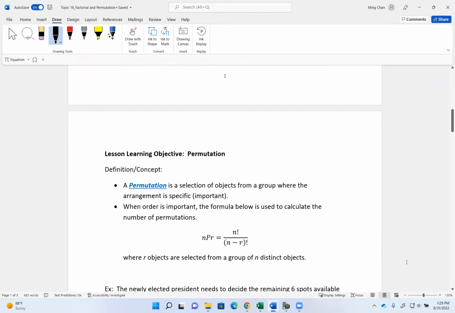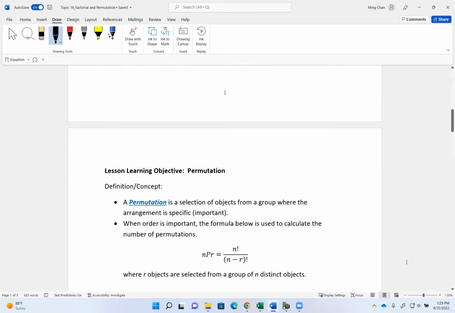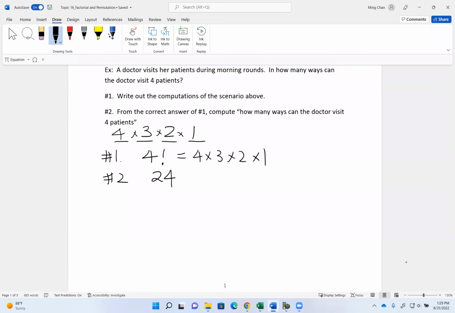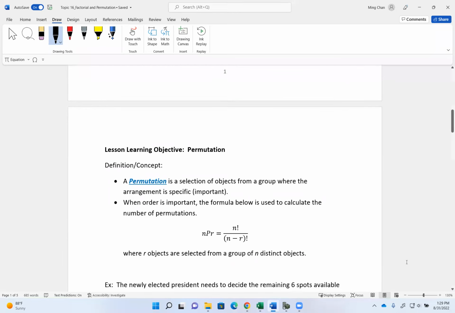Permutations are very similar to factorials. A permutation is a selection of objects from a group where arrangement is specific. So when I say the order in which the doctor goes to see patients first matters, that's referring to arrangement being important. It's very specific.